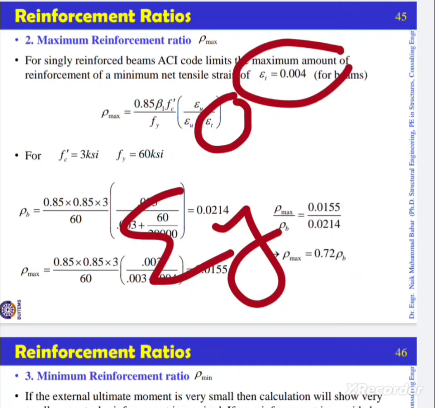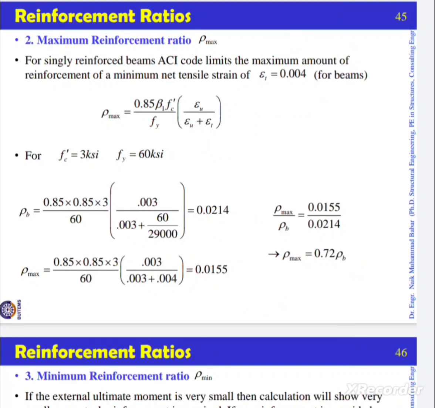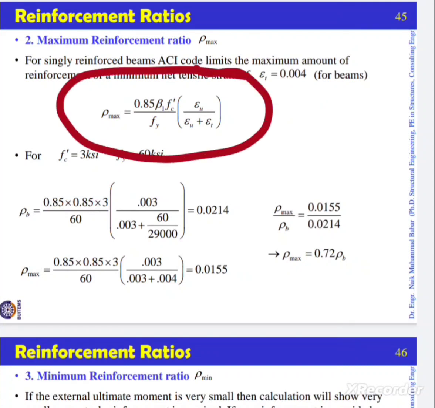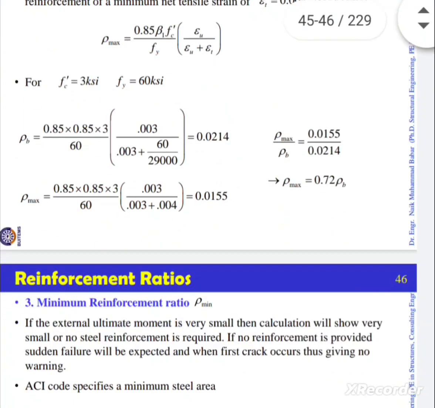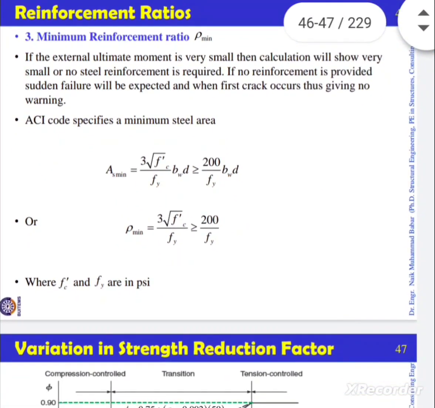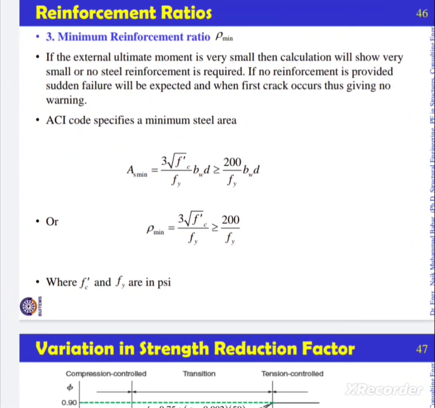Remember, this is the minimum net tensile strain of steel, 0.004. This formula is also used in calculating the range. And now we will take the minimum reinforcement ratio. What will be the minimum reinforcement ratio? For this we know there are two formulas for the minimum reinforcement ratio.